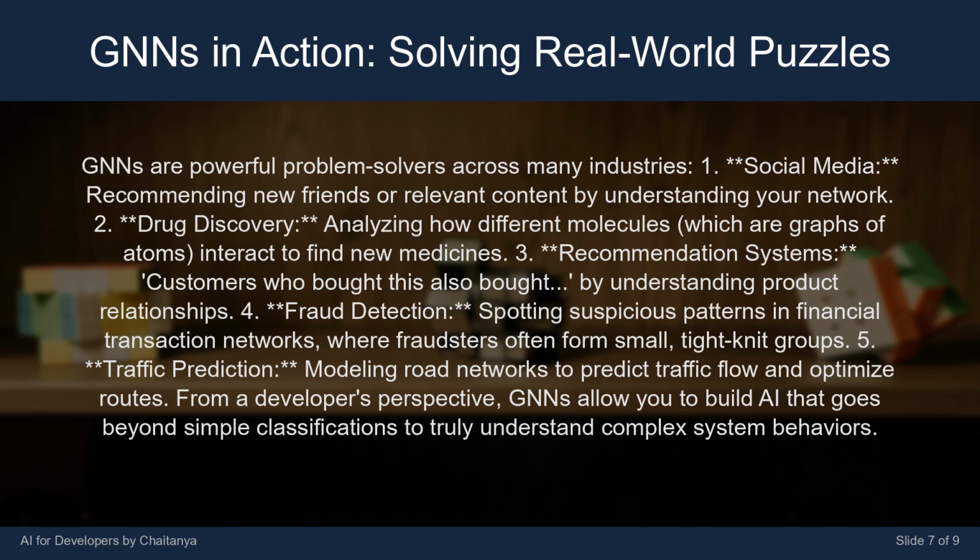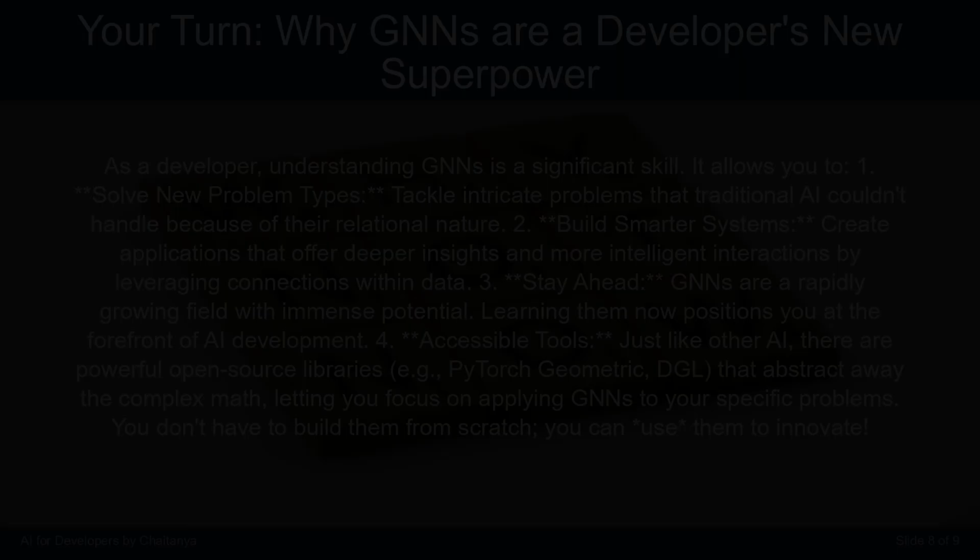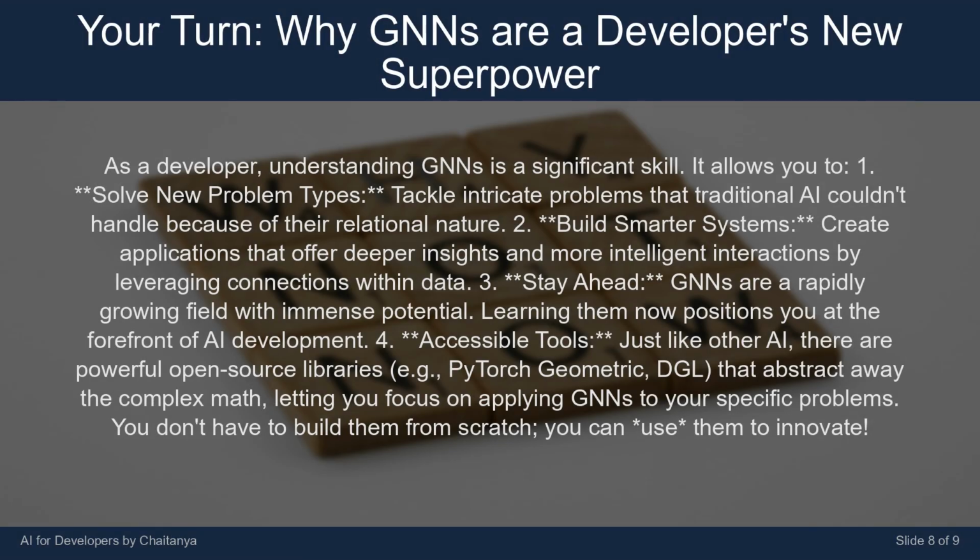From a developer's perspective, GNNs allow you to build AI that goes beyond simple classifications to truly understand complex system behaviors. As a developer, understanding GNNs is a significant skill. It allows you to 1. Solve new problem types. Tackle intricate problems that traditional AI couldn't handle because of their relational nature. 2. Build smarter systems. Create applications that offer deeper insights and more intelligent interactions by leveraging connections within data. 3. Stay ahead. GNNs are a rapidly growing field with immense potential. Learning them now positions you at the forefront of AI development.